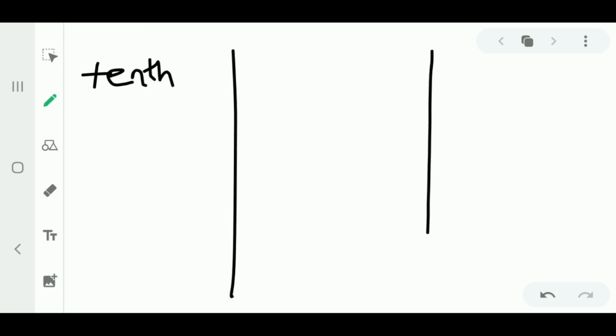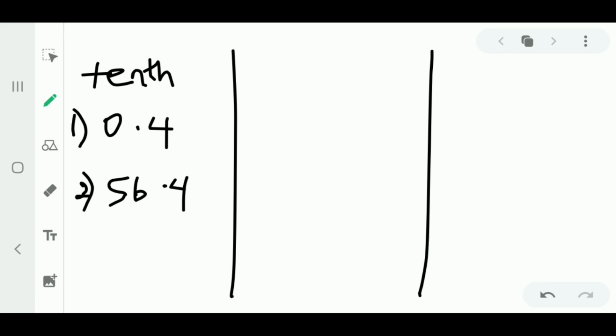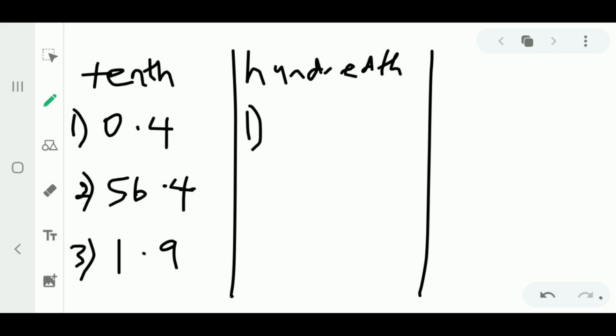So the answers: 0.4, 56.4, 1.9. 0.43, 29.38.